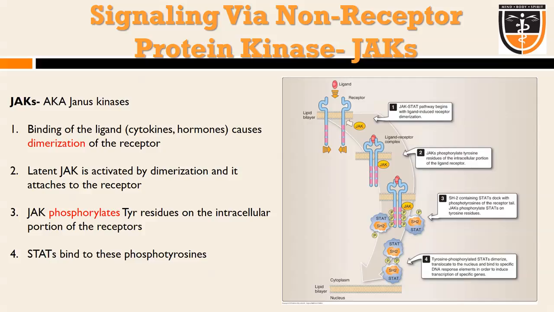Now, we're not done yet. The next molecules that will now attach to these phosphorylated structures are STATs. We talked about STATs already. So now we have STATs attaching to phosphorylated tyrosine amino acids on this receptor. First JAK phosphorylates them, then STAT has an SH2 domain and attaches to the phosphorylated intracellular portions of the receptor.